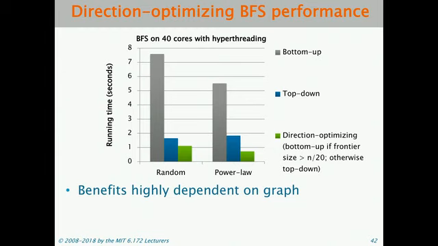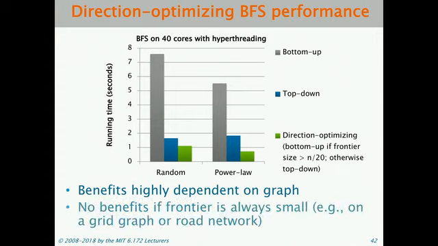The benefits of this approach are highly dependent on the input graph. It works very well for power law graphs and random graphs. But if you have graphs where the frontier size is always small, such as a grid graph or a road network, then you would never use the bottom-up approach. So this wouldn't actually give you any performance gains. Any questions?